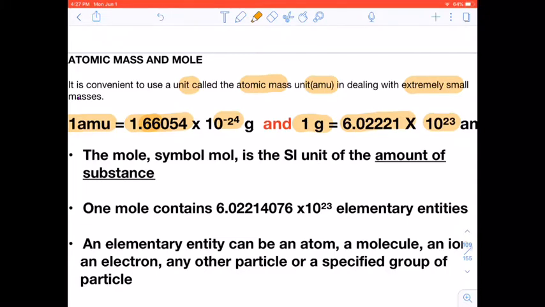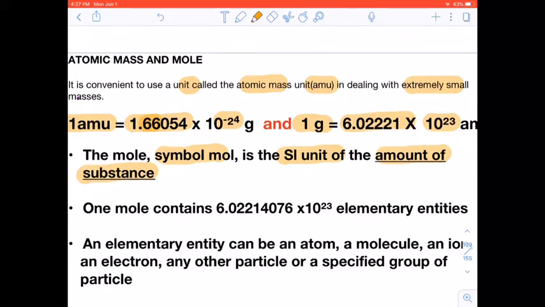Then the mole. The mole, or the symbol mol, is the SI unit for the amount of substance. In the past, the mole was linked to the carbon-12 atom. Now, since last year, in May, the mole has been delinked from the mass of the carbon-12 atom. It has now been linked to the Avogadro's constant, right?